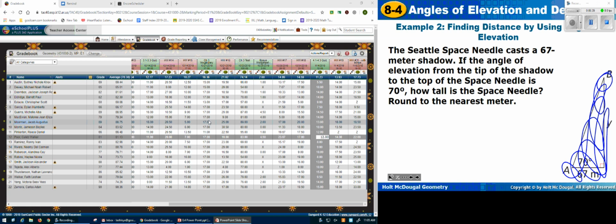So first of all, where are shadows? On the ground, okay? So that means we have our shadow here, which is 67 meters. The angle of elevation, so it's going from that horizontal, what direction? Up. So my angle of elevation is 70 degrees. And then if I did that correctly, I'd keep it going and then use my vertical line to create my right triangle. Okay, and we're trying to find the height of the Space Needle.